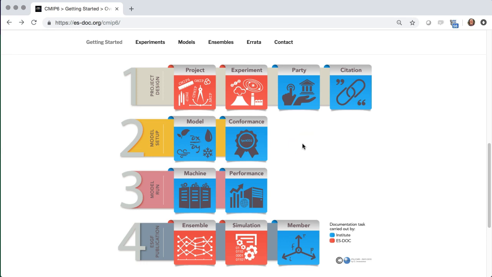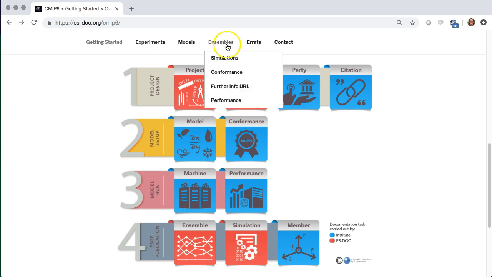You can find information about conformances alongside simulations under the Ensembles tab here on our CMIP6 pages.